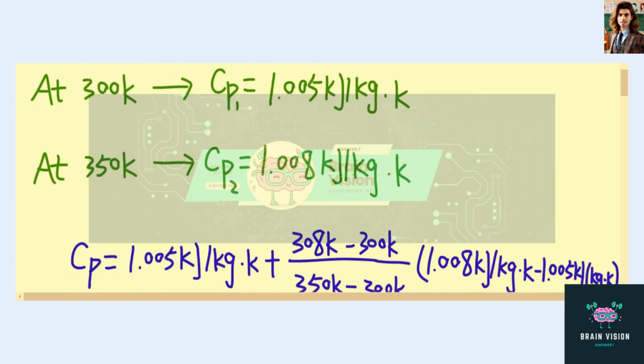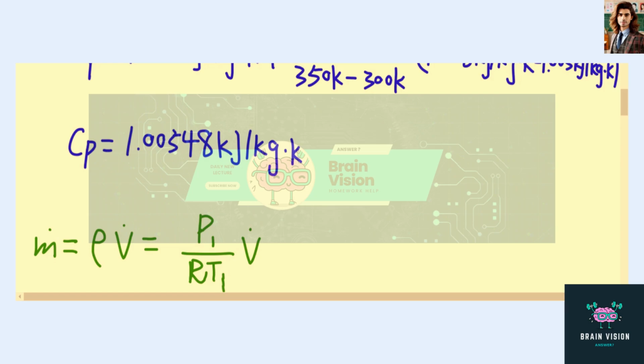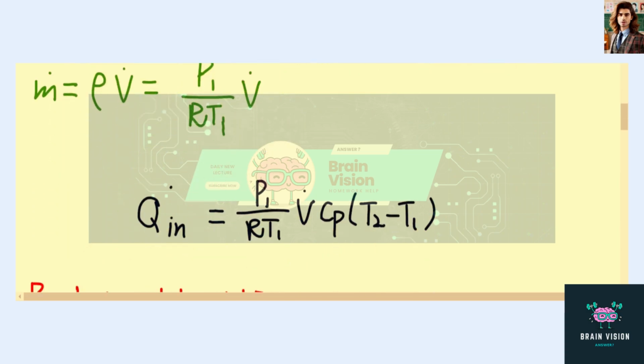So now we can use interpolation to figure out the specific heat for the air we need for this question. So eventually we'll have Cp is equal to 1.00548 kJ per kilogram times Kelvin. And we also know the mass flow rate can be equal to the density times the volume flow rate, which is equal to P1 over RT1 times V dot. P1 is the inlet pressure, R is the gas constant for the air, and T1 is the initial temperature for the air. And then we'll have Q dot in just simply equal to P1 over RT1 times V dot times Cp, and times T2 minus T1.